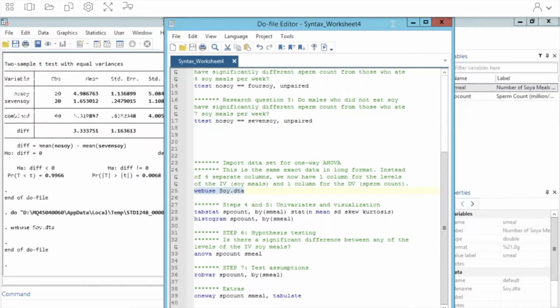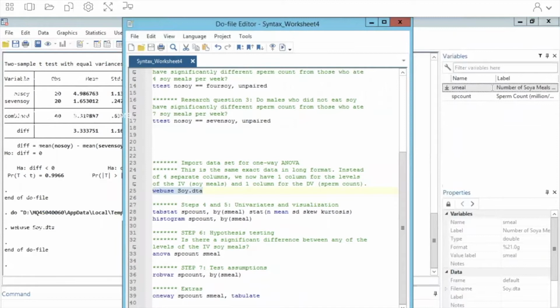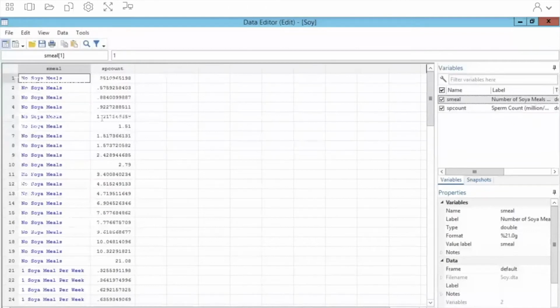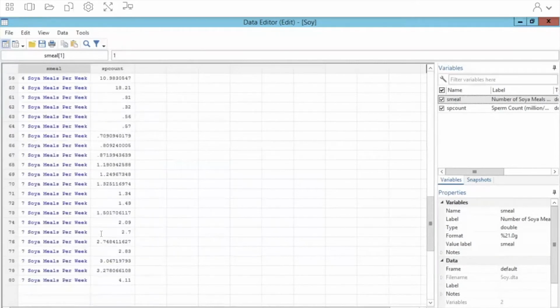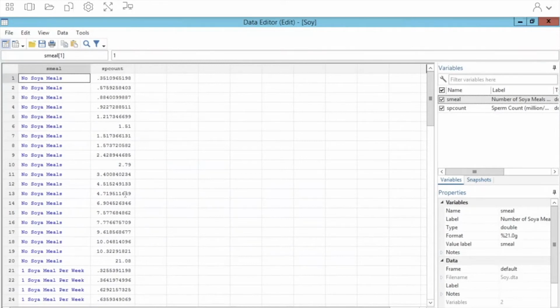and we have two variables now. Now we have a variable S meal, or number of soy meals, and sperm count. We can also take a quick look at our data editor window. So we can see that we have categories now for soy meals. No soy meals and the sperm count, 1 soy meal and associated sperm count, 4 soy, and 7 soy. Okay, so now we have four distinct groups, but under one independent variable. And in long format, it's actually really nice because we can break up our output by these different groups.